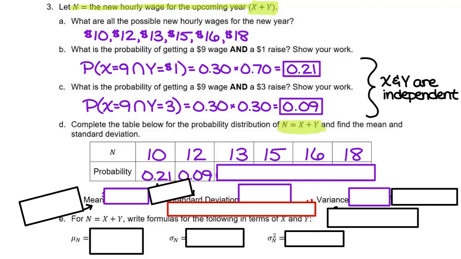And once you get all of your probabilities filled in, what should you check to make sure about those probabilities? That it adds up to 1. So find your probabilities and then verify that they add up to 1.